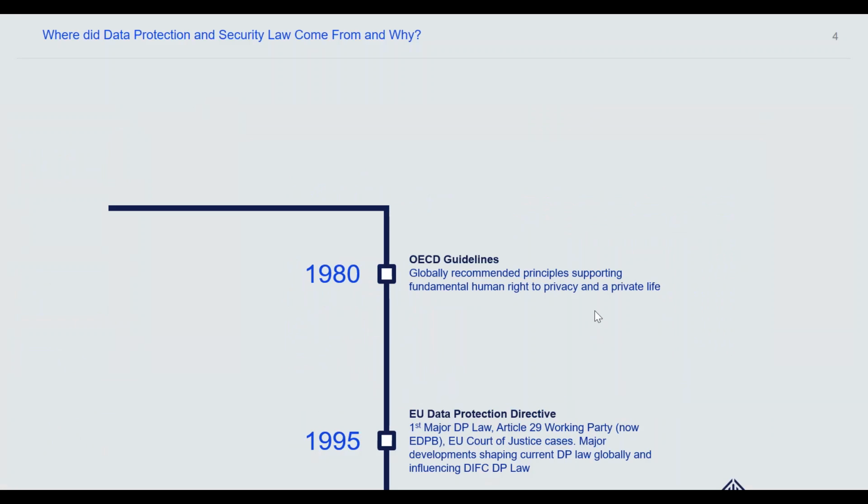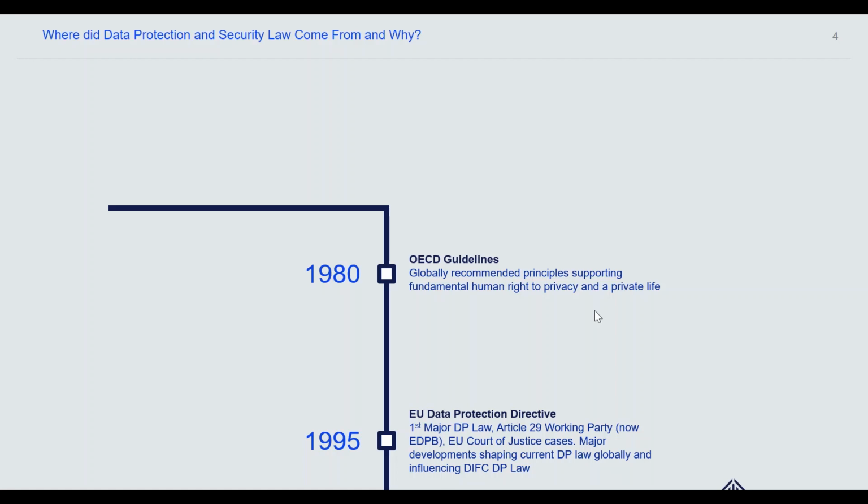So let's start with the 1980 OECD guidelines. These were globally recommended principles supporting fundamental human rights to privacy and a private life. So that's really where it all first was formalized by the OECD, which is an international body. It's not a UAE body particularly, but it does comprise members from all over the world. And they fundamentally agreed in these guidelines what was important to cover off in terms of privacy and a private life. So these guidelines still exist. They've been updated a few times, and they are the foundations of privacy law effectively.